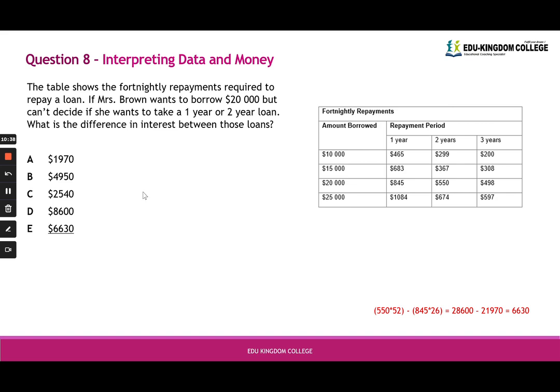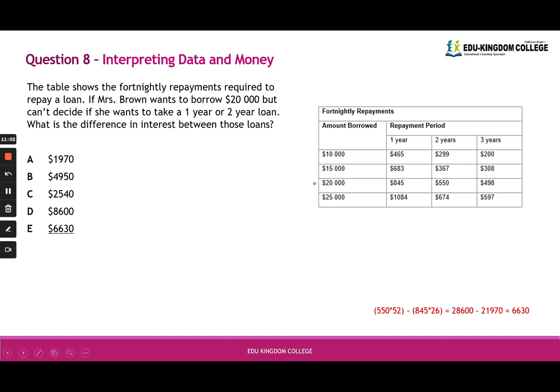So, question 8, interpreting data and money. The table shows the fortnightly repayment required to repay a loan. If Mrs. Brown wants to borrow $20,000, but can't decide if she wants to take a 1 year or 2 year loan, what is the difference in interest between those loans? Okay, so let's see here. That's the amount of fortnightly repayment, and that's the amount borrowed.